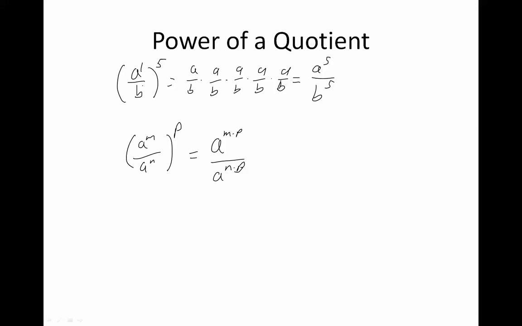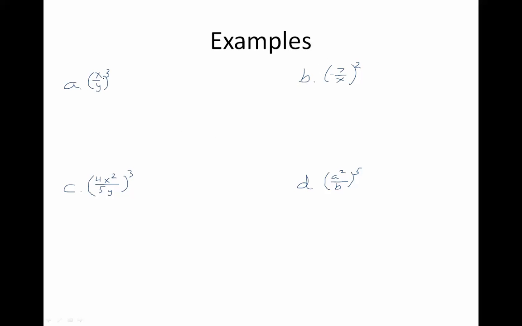Remember, this was a 1 and this was a 1. So this is a to the 1 to the 5th power, b to the 1 to the 5th power, 1 times 5, right? So there's our power of a quotient rule. Whenever we have a variable fraction inside parentheses with a power on the outside, the power goes to both the numerator and the denominator. Let's do some examples.